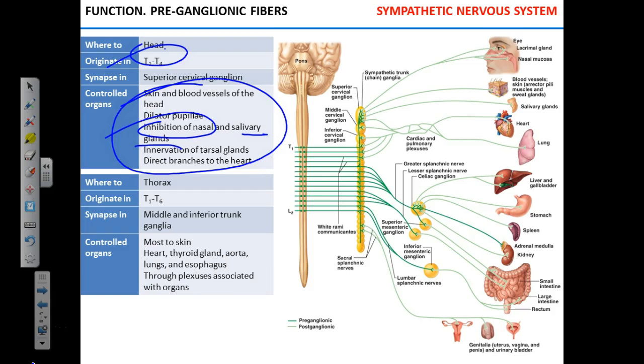Tarsal glands, we didn't talk about tarsal glands. Stimulation of tarsal glands produces more tarsal secretion, an oily secretion that lubricates your eyes. And heart. Some branches go to the heart. You can see it here, okay? From the superior cervical ganglion, some branches go to the heart.